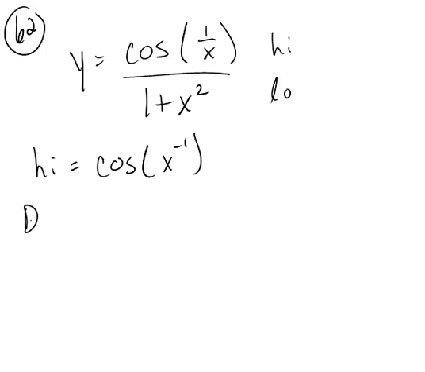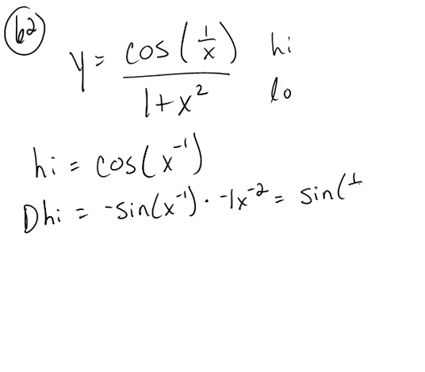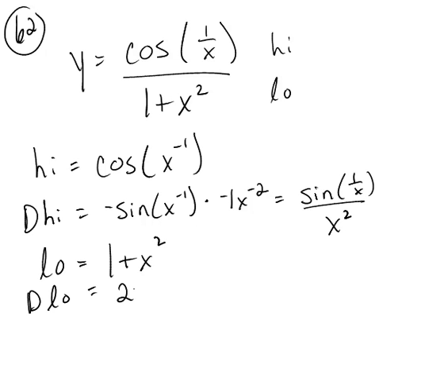So d high, the derivative of the high, is going to be negative sine x to the negative 1 times the derivative of x to the negative 1, which is negative 1x to the negative 2. So we might think of that as, this is going to be positive sine 1 over x squared. Now our low is 1 plus x squared, and our d low is going to be just 2x.